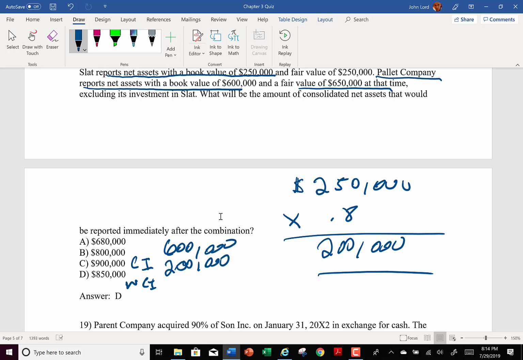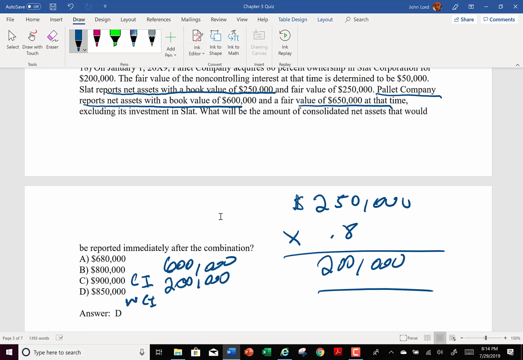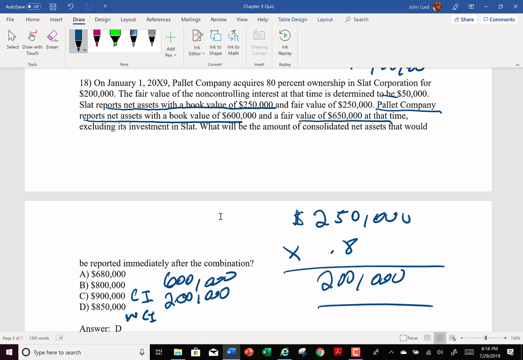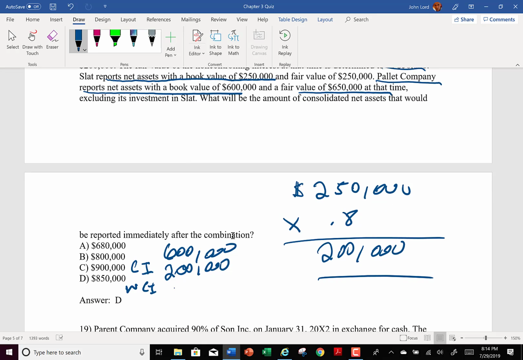Here, so the book value there is what? Fair value, book value, whatever, is 50,000. Is that my total net assets? 850,000. Net assets is the stockholders' equity, right?